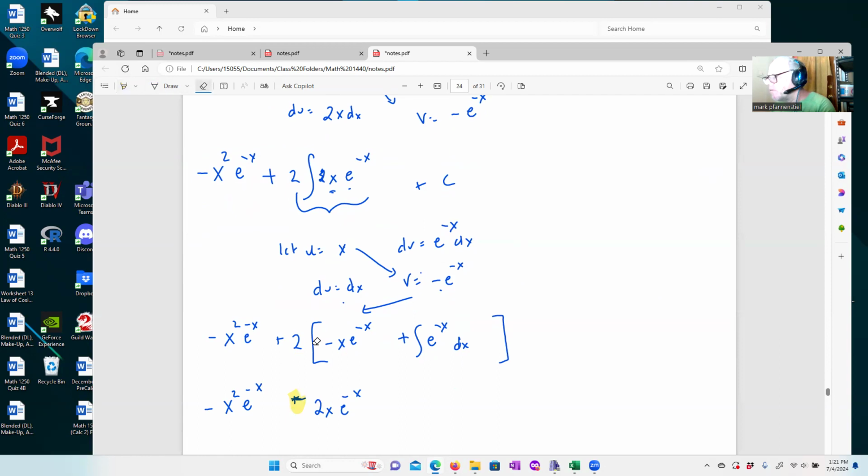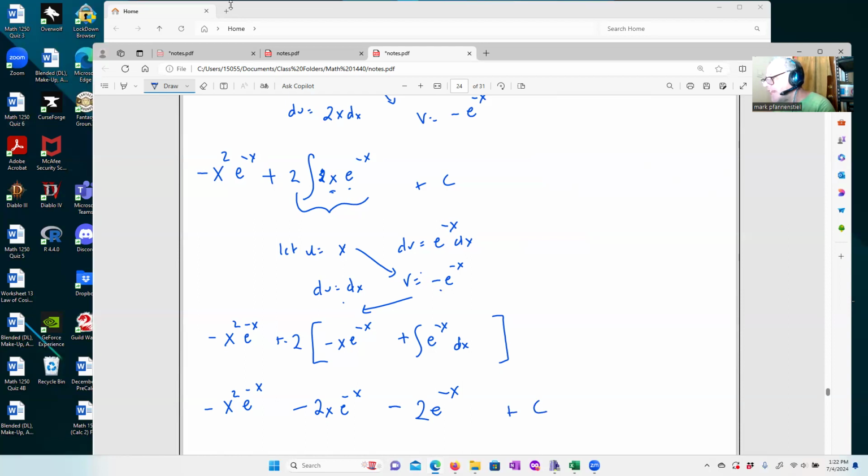Oops, I don't want to highlight. I want to draw. So we have a minus, and then we're going to integrate e to the negative x. So we still have a minus because we're going to have e to the negative x, and then 2 times this whole thing, plus c.